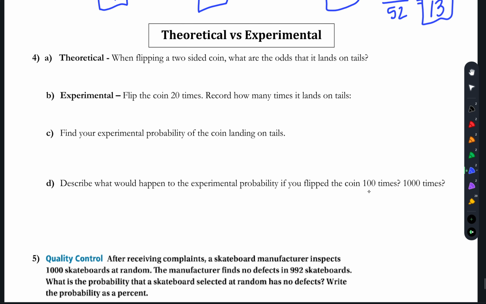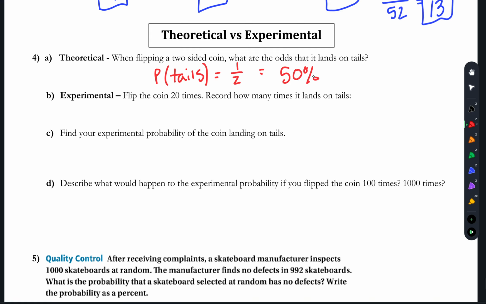We're going to talk theoretical versus experimental probability. We're going to go back to our idea of flipping a coin. When flipping a two-sided coin, what are the odds that it lands on tails? So the probability that we flip tails, in theory, is what? Beautiful. Okay, so 1/2 is about what percent of the time?